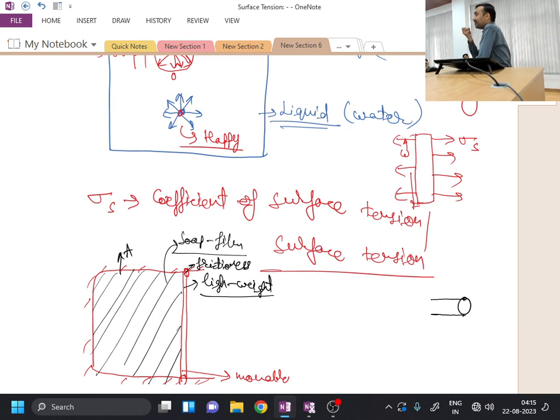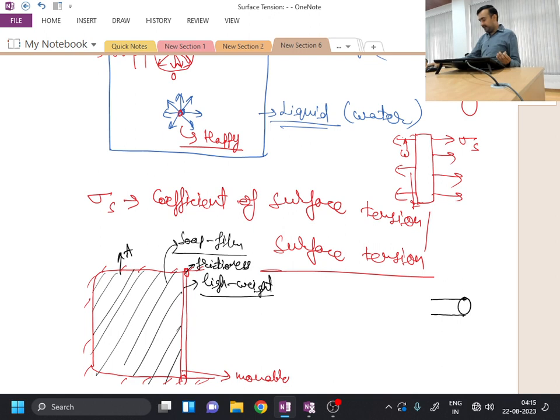Because of the surface tension, the characteristic of the fluid surface is that it should minimize its surface area. In order to minimize its surface area, this fluid free surface will try to pull the rod in the left direction. Is this point clear? Whatever I am trying to say?